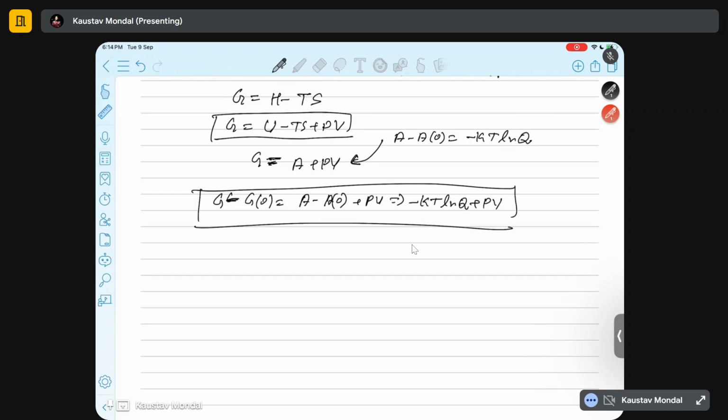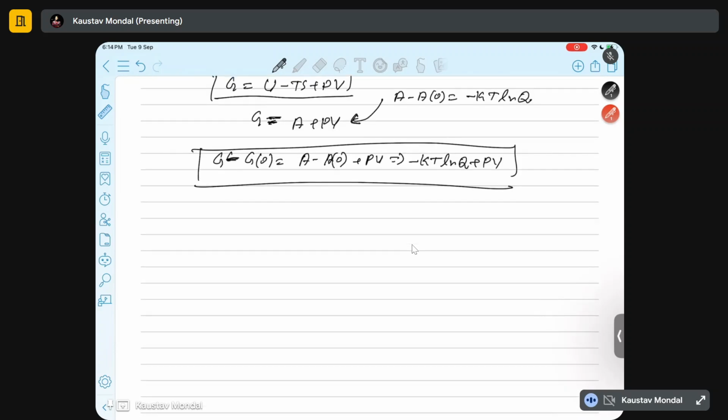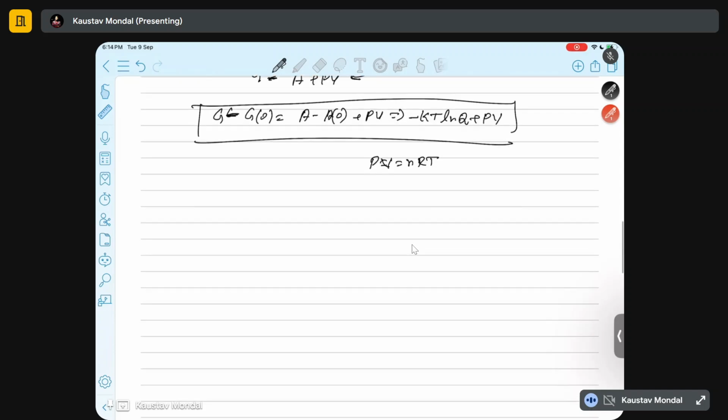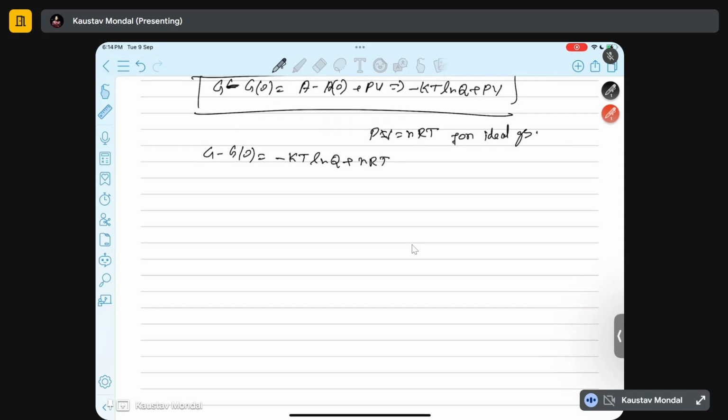Now here PV, for an ideal gas you can put PV equal to nRT, right? That means G minus G0 for an ideal gas, you can write as minus kT ln Q plus nRT. So we have done some problems related to this. And lastly, we have started a new thing that is called the rotational contribution to the partition function.